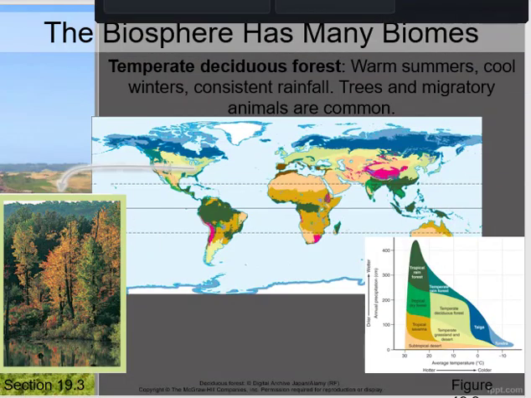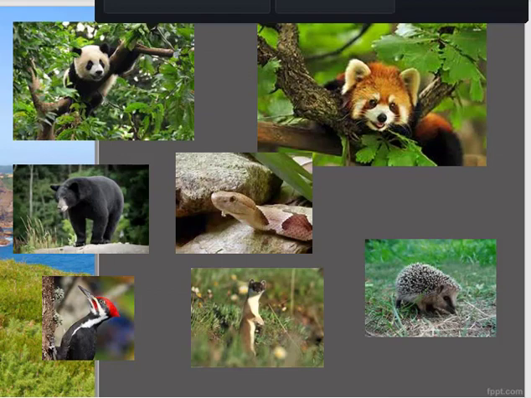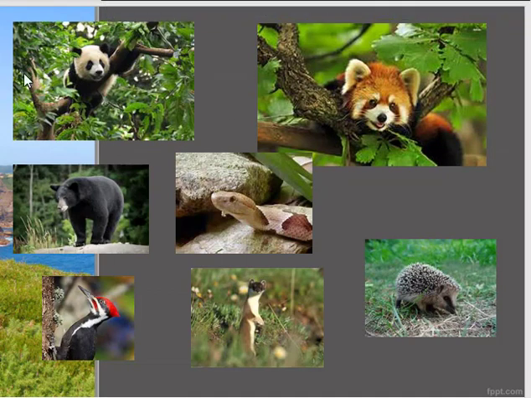All right, some animals you'd find in various temperate forests across the planet. Pandas and lesser or red pandas you'd find in the China deciduous temperate forests. There's a ferret. That's a black-footed ferret, I think. Here's a copperhead, hedgehogs, black bears.